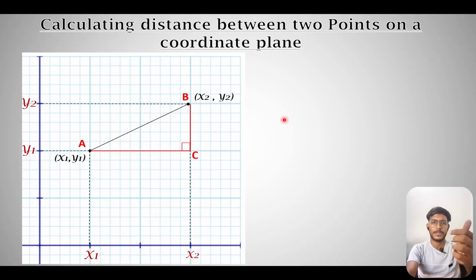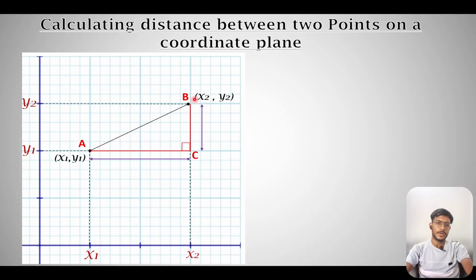After that we will give a name, that is C, to the third vertex of the right angle triangle. So what we see here now is a right angle triangle. We need to calculate the distance between AB. If we are able to find the lengths CB and AC, then by putting them directly in the Pythagoras theorem, we can easily calculate the distance between AB.